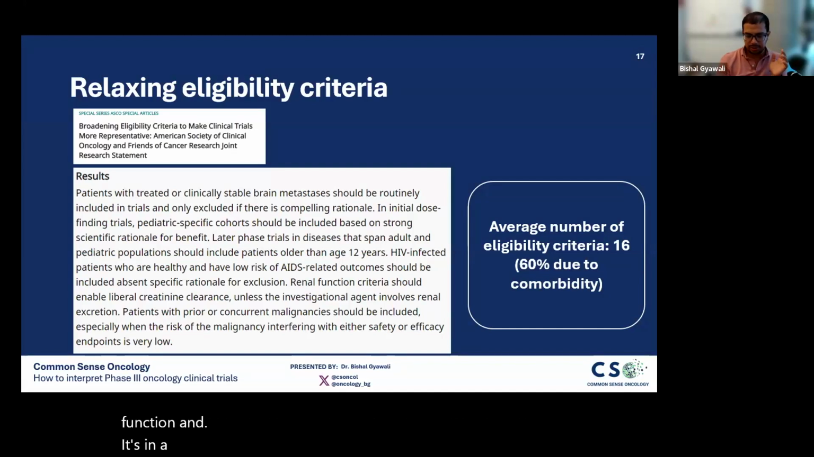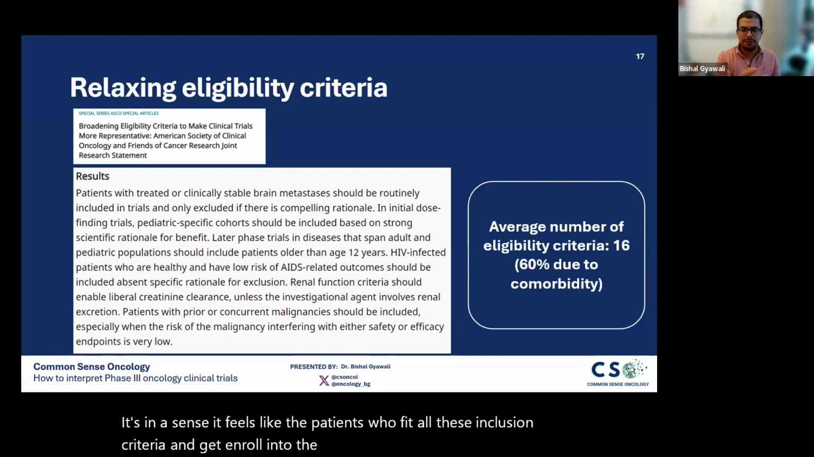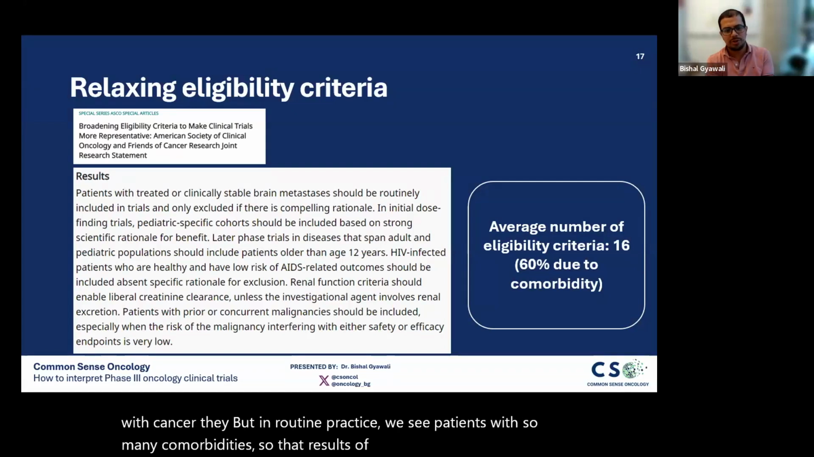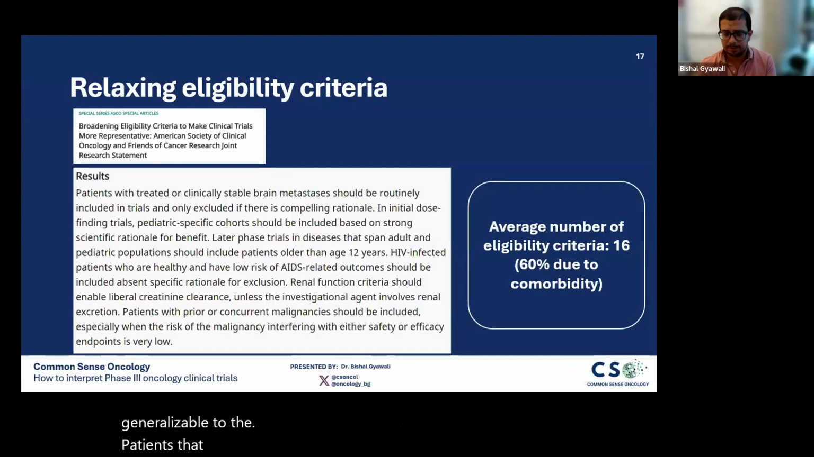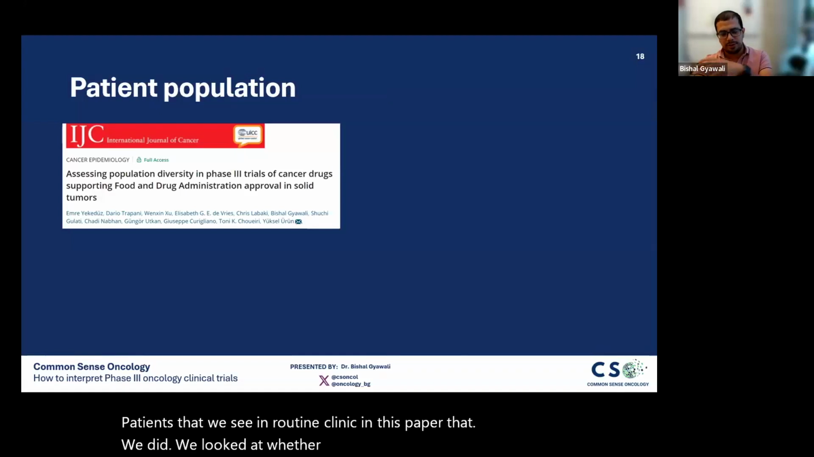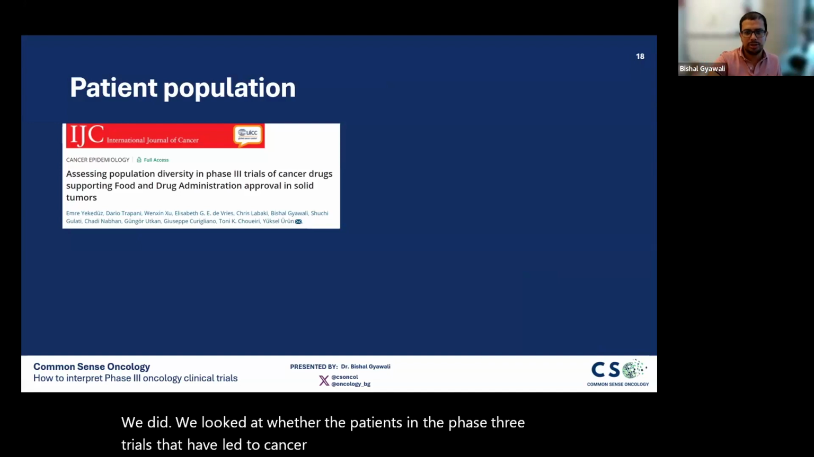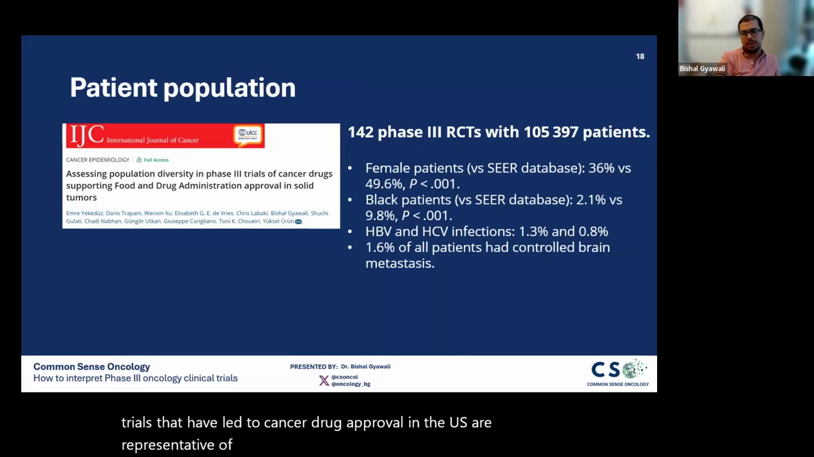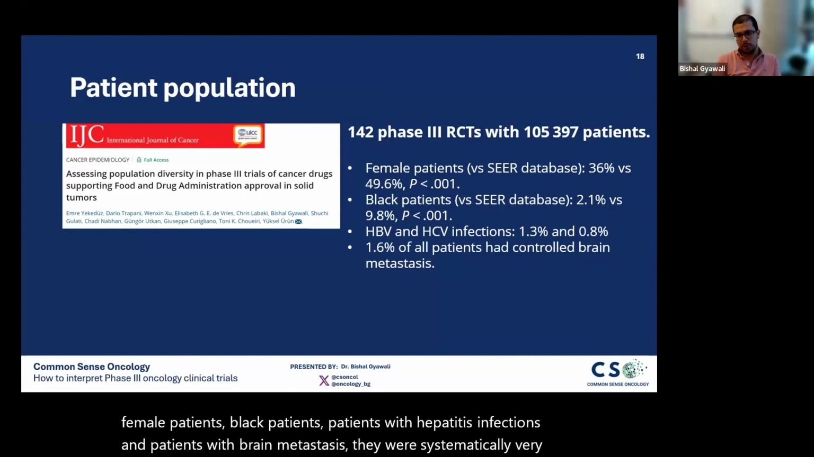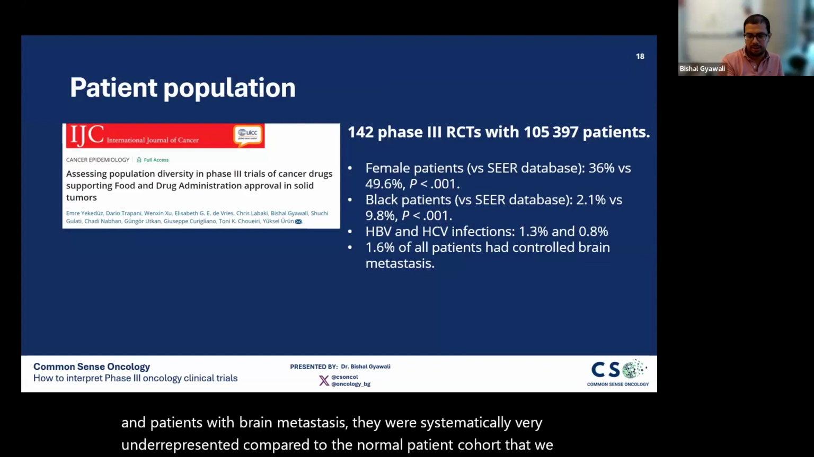In a sense, it feels like the patients who fit all these inclusion criteria and get enrolled into the trials are the fittest among patients with cancer. But in routine practice, we see patients with so many comorbidities, so the results of the trial may not be generalizable to the patients that we see in routine clinic. In this paper, we looked at whether the patients in the phase 3 trials that have led to cancer drug approval in the US are representative of the US patient population. And we saw that female patients, Black patients, patients with hepatitis infections, and patients with brain metastasis were systematically very underrepresented compared to the normal patient cohort that we see in routine practice.